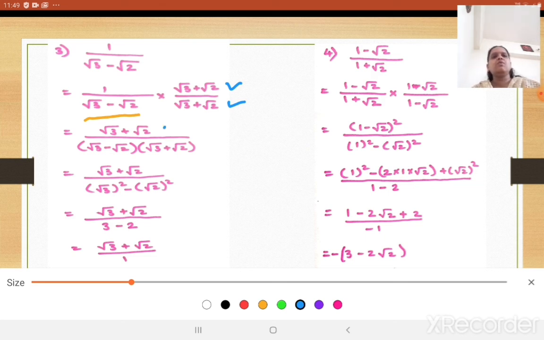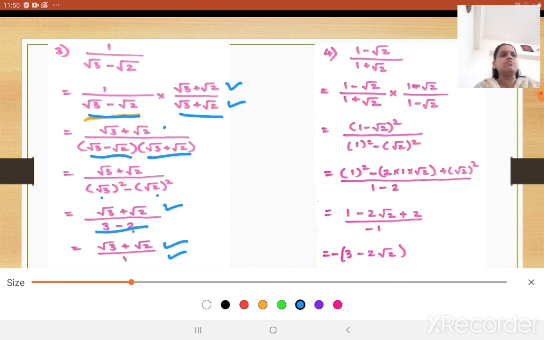So the numerator will be what? Root 3 plus root 2 as it is. But what is the multiplication of these two terms? Root 3 minus root 2 into root 3 plus root 2. It is in the form of a minus b into a plus b. Identity formula, do you remember this? Yes, a minus b into a plus b is a square minus b square. So root 3 square is 3, root 2 square is 2. So numerator will be root 3 plus root 2 as it is, and denominator is 3 minus 2, which is nothing but 1. So this is nothing but your final answer.